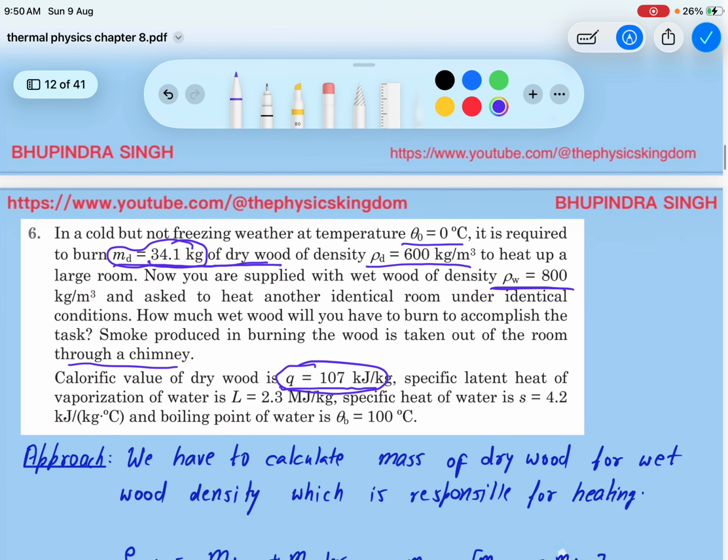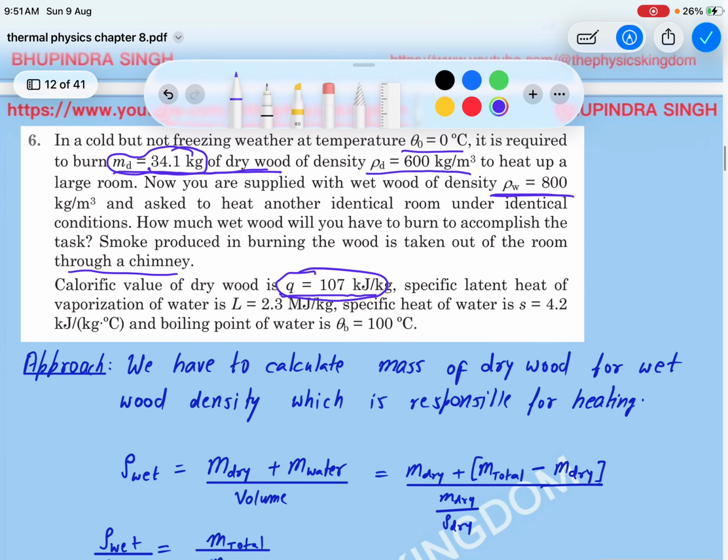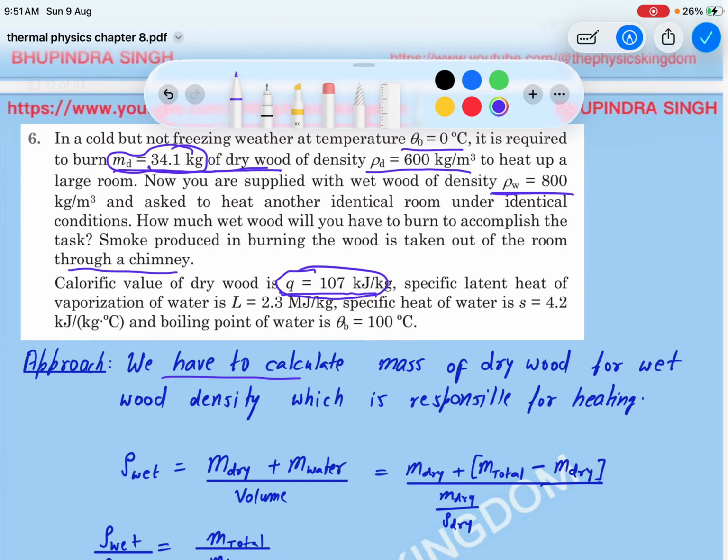Okay, because if it is boiling, after boiling, after evaporating only, it can leave the wood surface, right? Okay, so we have to calculate. Now the approach is very simple. We have to calculate the mass of the dry wood for wet wood density, which is responsible for heating.